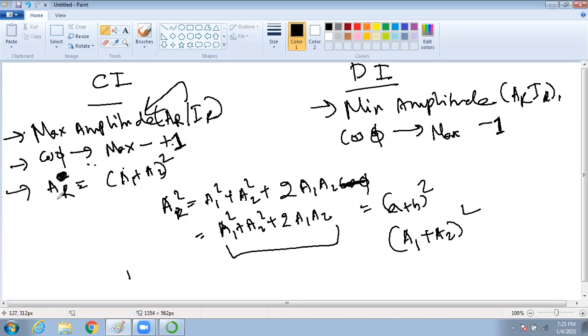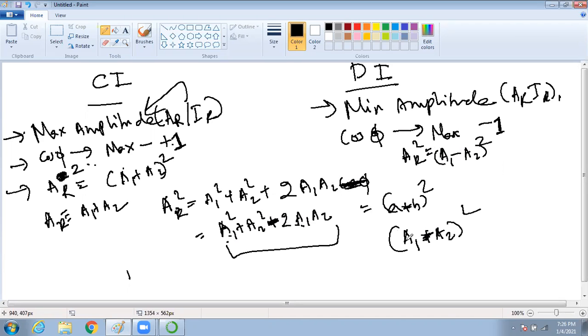Clear? AR square will be this much. So what will AR be? Your AR will be A1 plus A2. And in destructive, what will AR square be? A1 minus A2 whole square. Why? Because cos phi is -1. Whenever it is -1, this becomes minus. So this will become A minus B whole square, because A square plus B square minus 2AB. Clear, all of you?